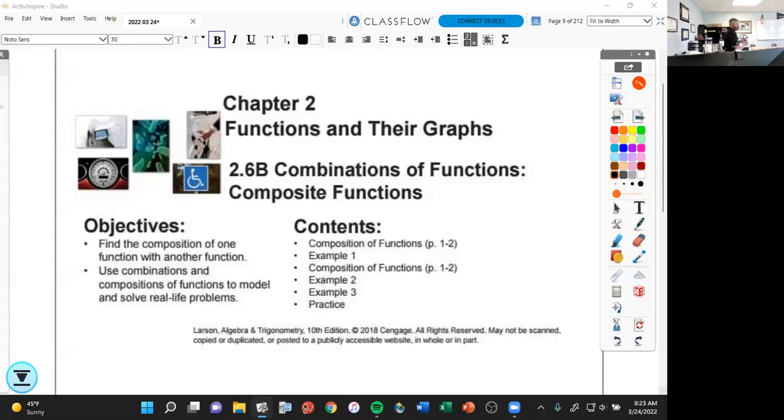26b, combinations of functions. Guys, we've done composite functions before. But what we're going to be doing in this section is we're going to take functions and plug those functions into functions. And it's not difficult. Just pay attention to what you're doing.